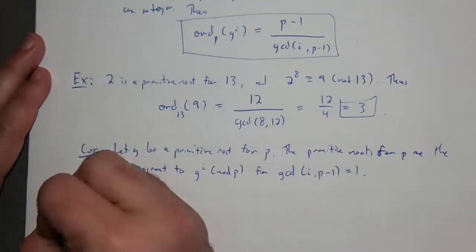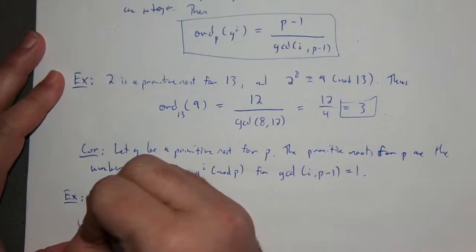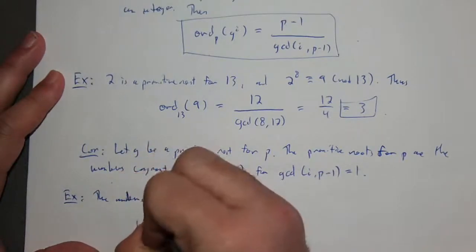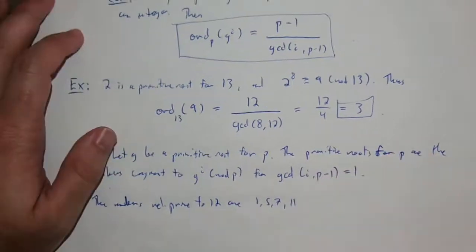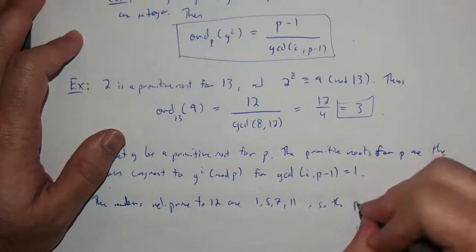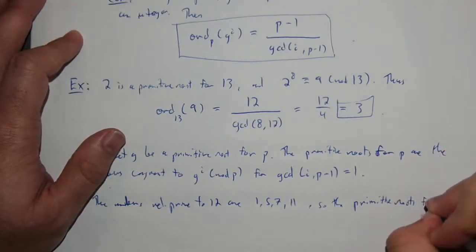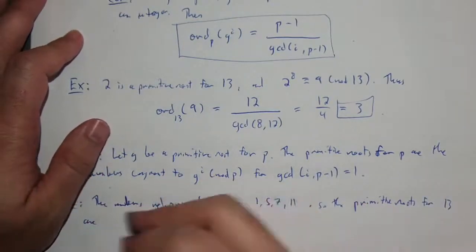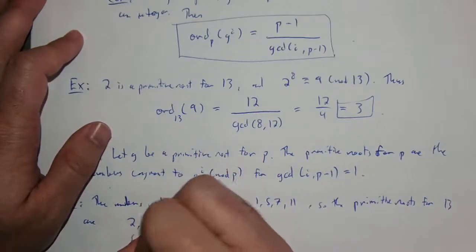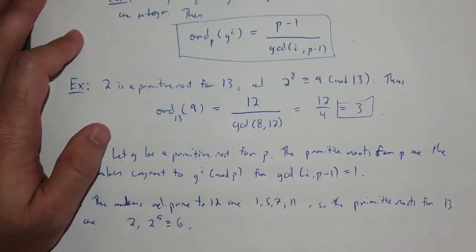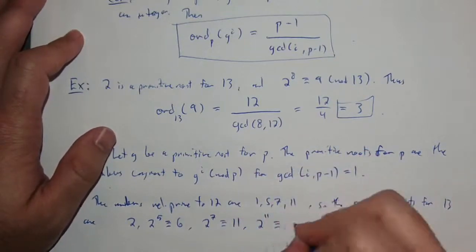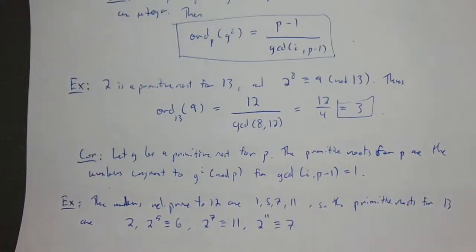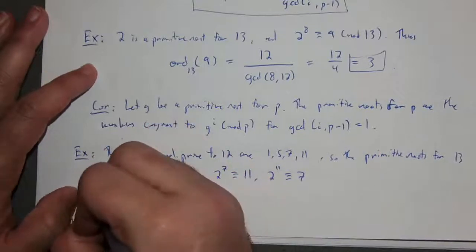So an example of this fact is the numbers relatively prime to 12 are 1, 5, 7, and 11. All right, so the primitive roots for 13 are 2 to the 5th, which is congruent to 6 mod 13, 2 to the 7, which is congruent to 11 mod 13, and 2 to the 11th, which is congruent to 7 mod 13. Okay, so those are the primitive roots for 13. Okay, so we can stop here. Why? So why can we stop here?